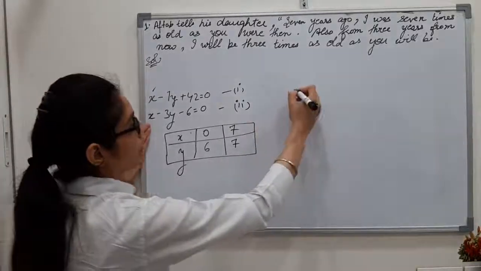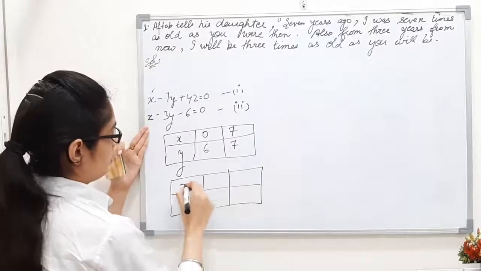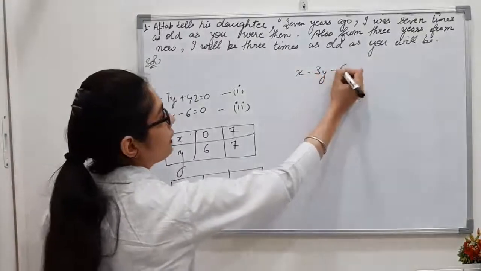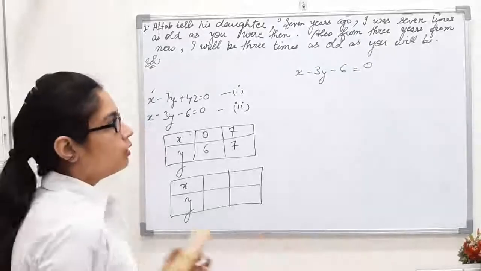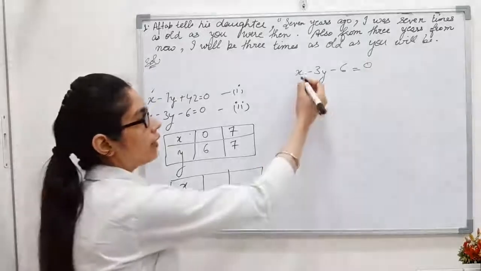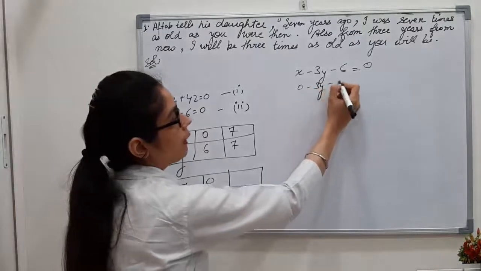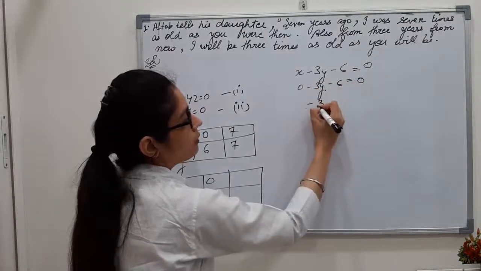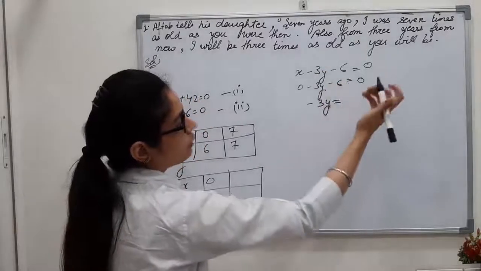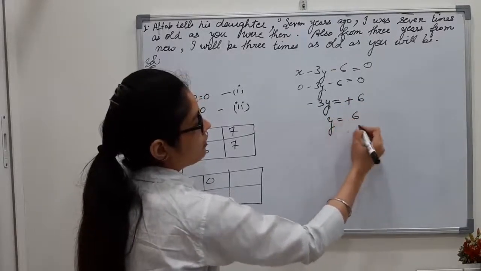Now we'll find the values of x and y for our second equation. Our second equation is this: x minus 3y minus 6 is equal to 0. So always try to use smaller values so that you can get simple values. Again I will put x equal to 0. 0 minus 3y minus 6 is equal to 0. Minus 3y is equal to minus 6, I will shift it to the other side, it will change into plus 6.